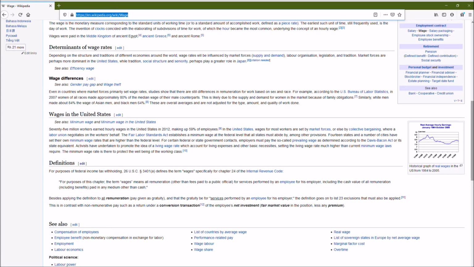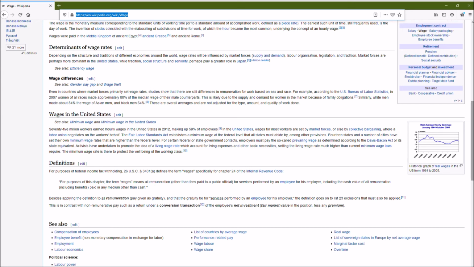Definitions. For purposes of federal income tax withholding, 26 U.S.C. section 3401(a) defines the term wages specifically for Chapter 24 of the Internal Revenue Code. Quote, for purposes of this chapter, the term wages means all remuneration, other than fees paid to a public official, for services performed by an employee for his employer, including the cash value of all remuneration, including benefits, paid in any medium other than cash. End quote.